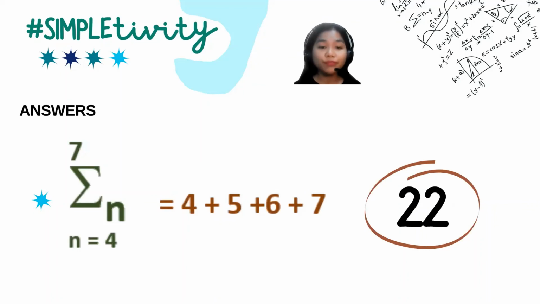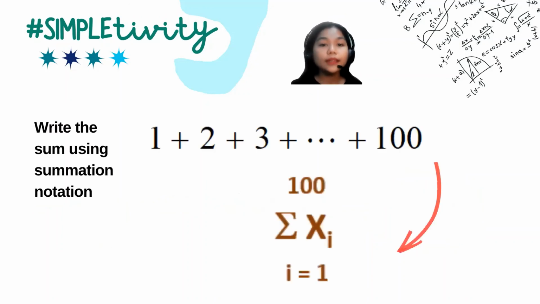And then summation of n as n goes from 4 to 7 is very easy. So we know that the summation index is n, so just replace it. 4 plus 5 plus 6 plus 7, which is equal to 22, right?